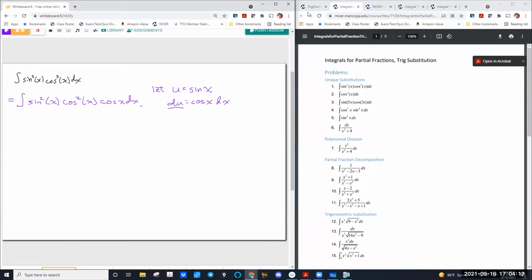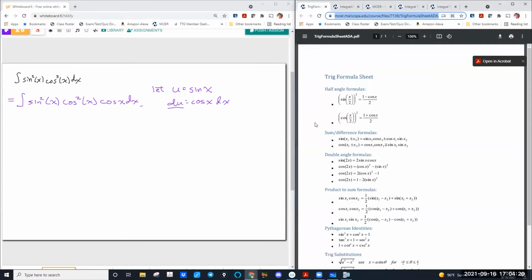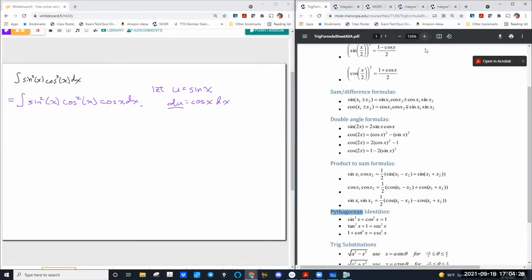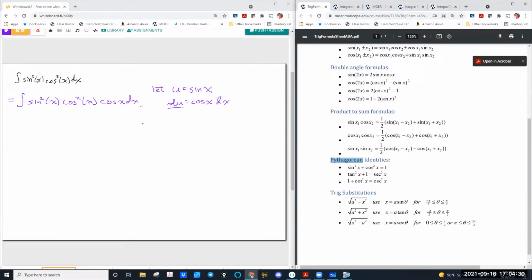So this is where we go over to our trig sheet. Now this is one that you probably already remember, but check out our Pythagorean identities. Our Pythagorean identities give a relationship between sine squared and cosine squared, right? And in fact, if I take this and solve it for cosine squared, from our Pythagorean identity, we know that cosine squared x equals 1 minus sine squared x. We now can get this whole thing in terms of u.